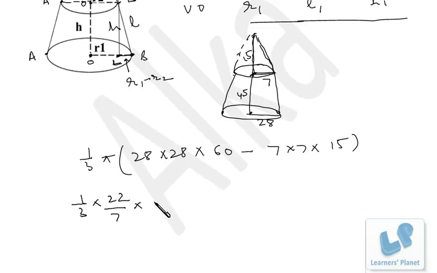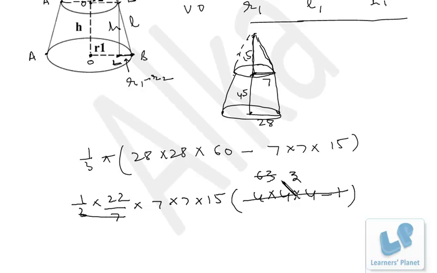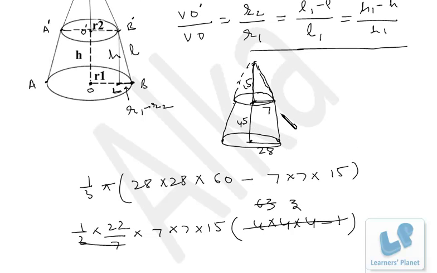Now we just solve it simply. You can take 7 into 7 into 15 as common. So that is 4 into 4 into 4 minus 1, so that is 64 minus 1, or I can say 63, and into 3. Just multiply all these figures and you'll be able to get the volume of this frustum, right? So precisely you don't need any formula to find out the volume of the frustum.